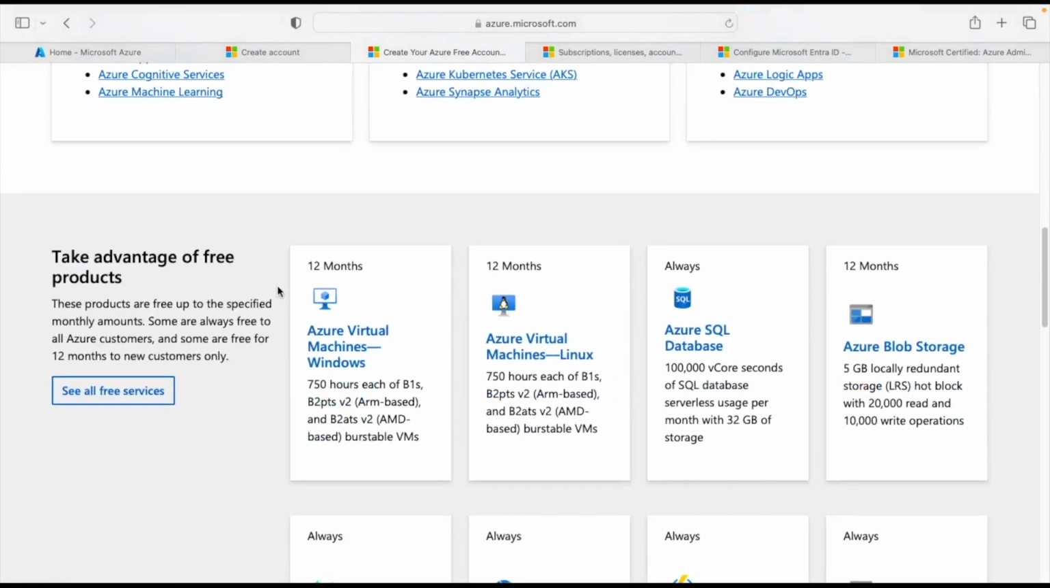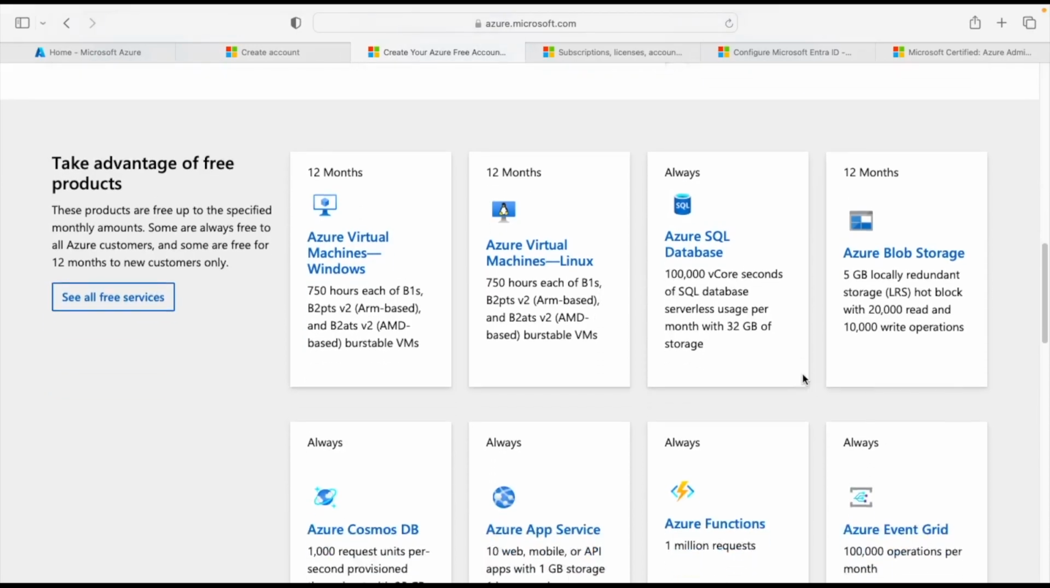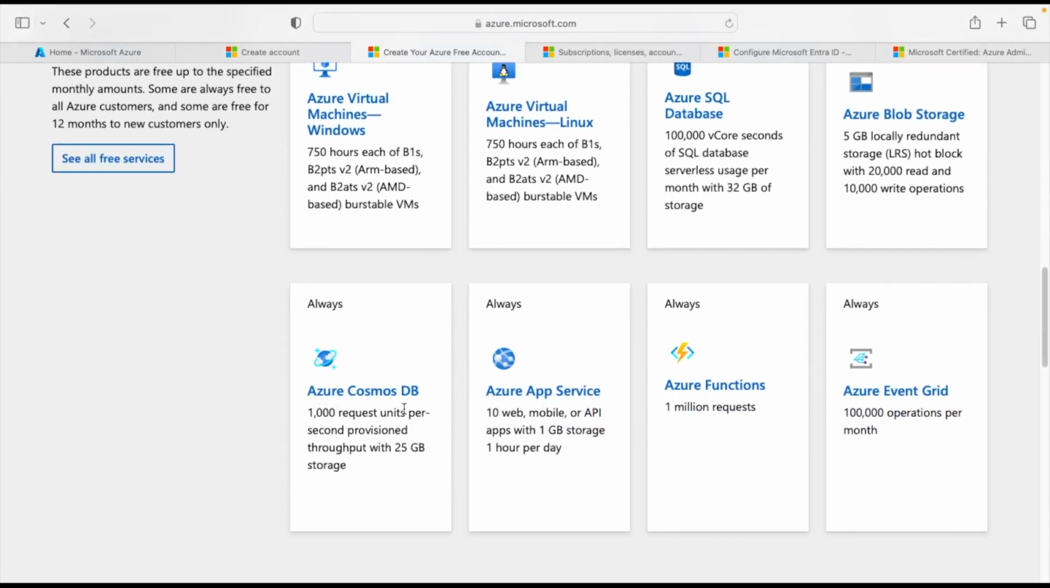You can see the services mentioned under the free tier, which is you can use virtual machines up to 750 hours. We have Linux virtual machines up to 750 hours of a particular variant. Then we have the SQL DB, the blob storage, the Cosmos app services.